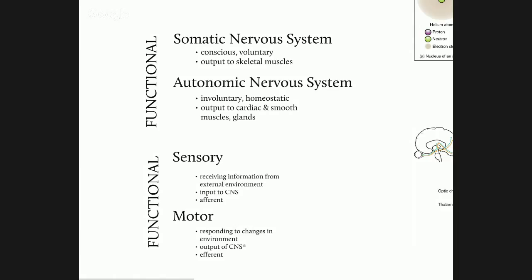the voluntary and conscious aspects of what our nervous system does. By that, I mean our conscious awareness of what's around us and our voluntary control of our skeletal muscles primarily. And then the autonomic nervous system is really involved in homeostasis. It's the involuntary aspects of how we control what's going on in our body.